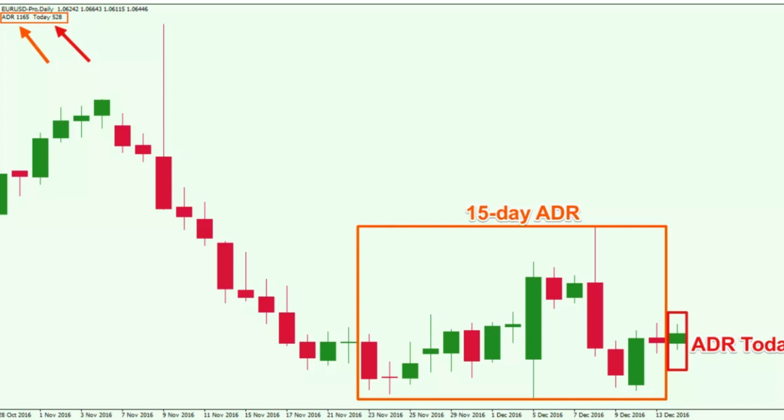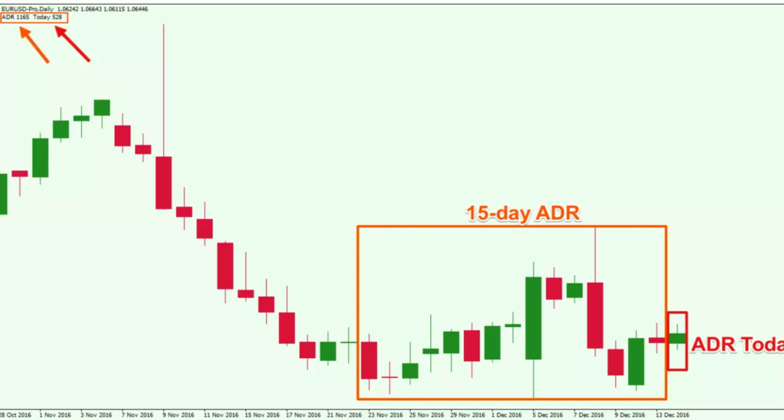This means that the Euro to US dollar has been relatively quiet today thus far. This can be valuable information to the trader regardless of the strategy employed. This can tell us that there is room for the pair to move and can help us set profit targets.